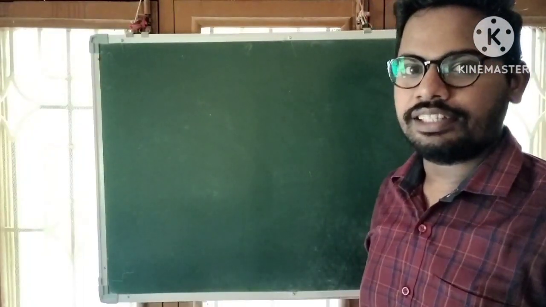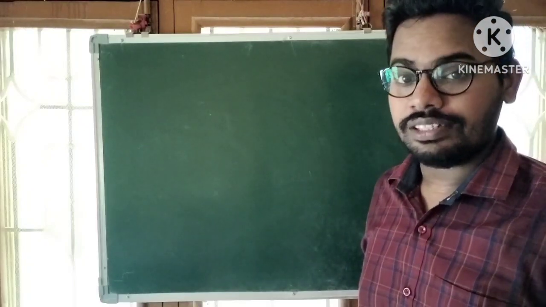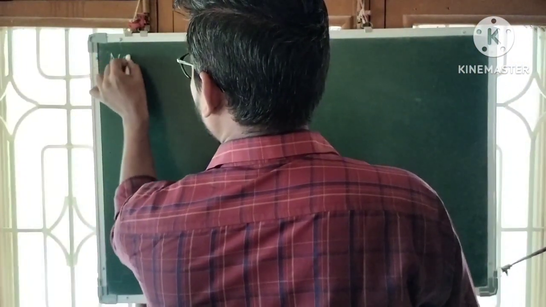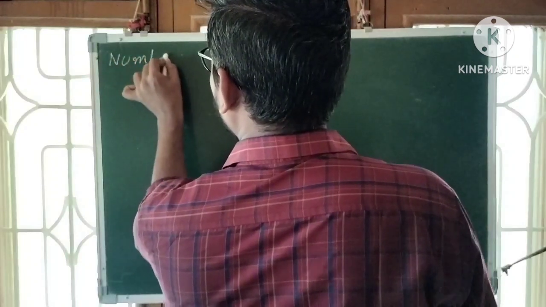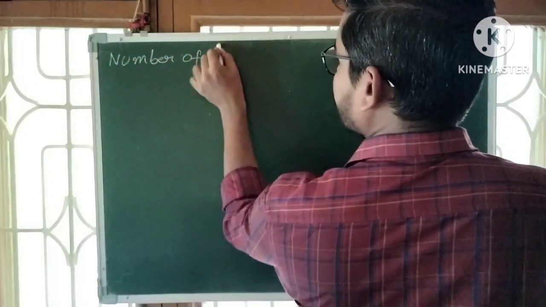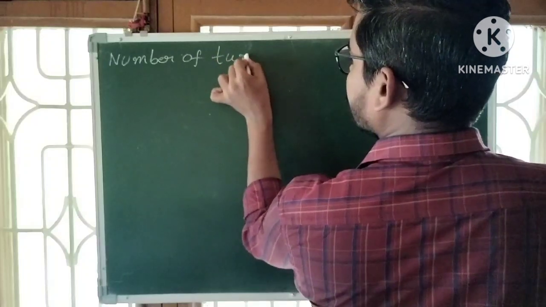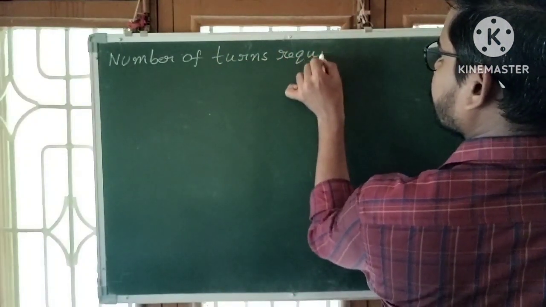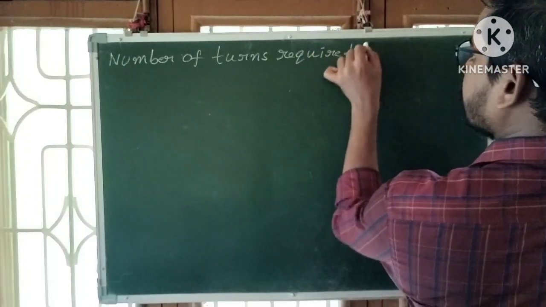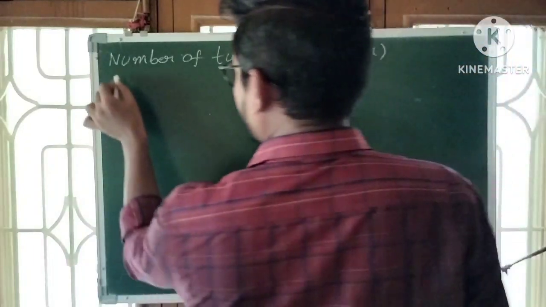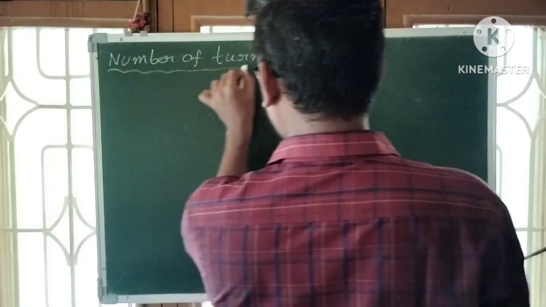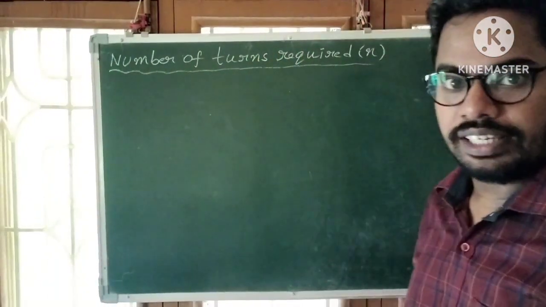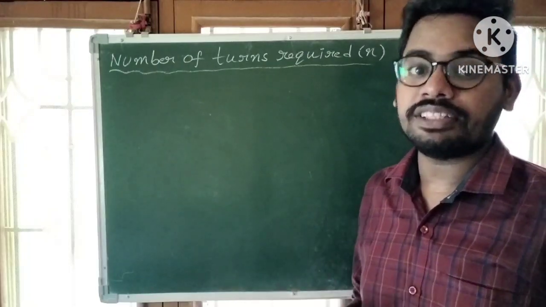So we found axial load on spring. Now we need number of turns required. Number of turns required is denoted by small n. The number of turns required is actually calculated from the deflection formula.